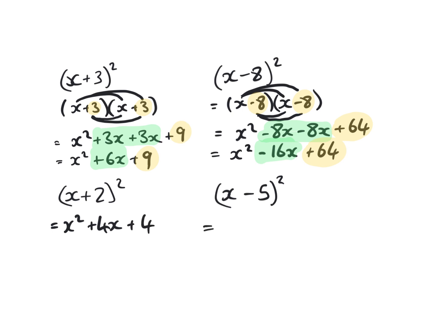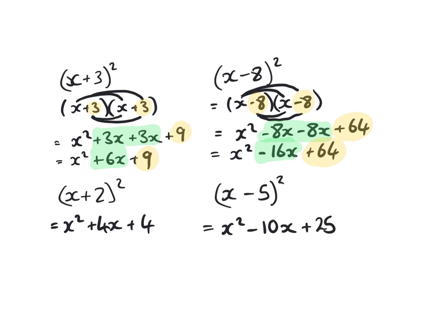So let's try it again with the other one here. So the x times the x here is going to give me x squared. The x times the negative 5 is going to give me negative 5x, and the negative 5 times the x is going to give me another negative 5x, so it's two lots of negative 5x, negative 10x. And remember, the last term in these comes from squaring the number here. So negative 5 times negative 5 is going to give me positive 25.